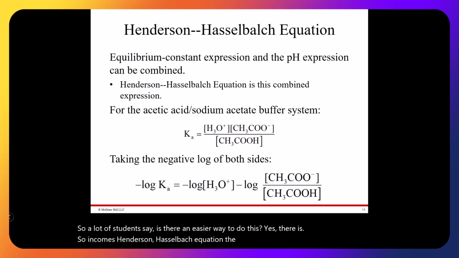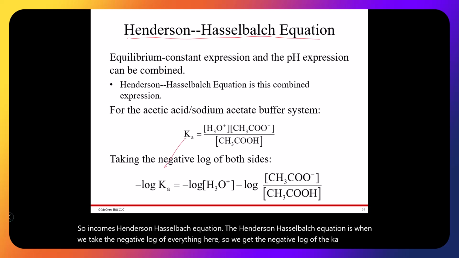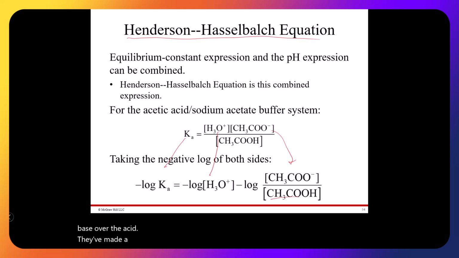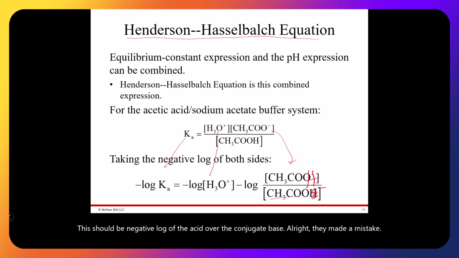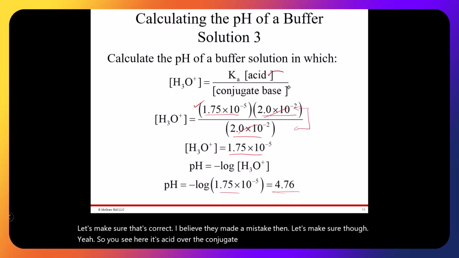The Henderson-Hasselbalch equation is when we take the negative log of everything here. So we get the negative log of the Ka, the negative log of the hydronium ion concentration, and the negative log of the conjugate base over the acid. They've made a mistake here. This should be negative log of the acid over the conjugate base. Let's make sure that's correct. Yeah, you see here, it's acid over the conjugate base. So they've made a mistake. It's okay.